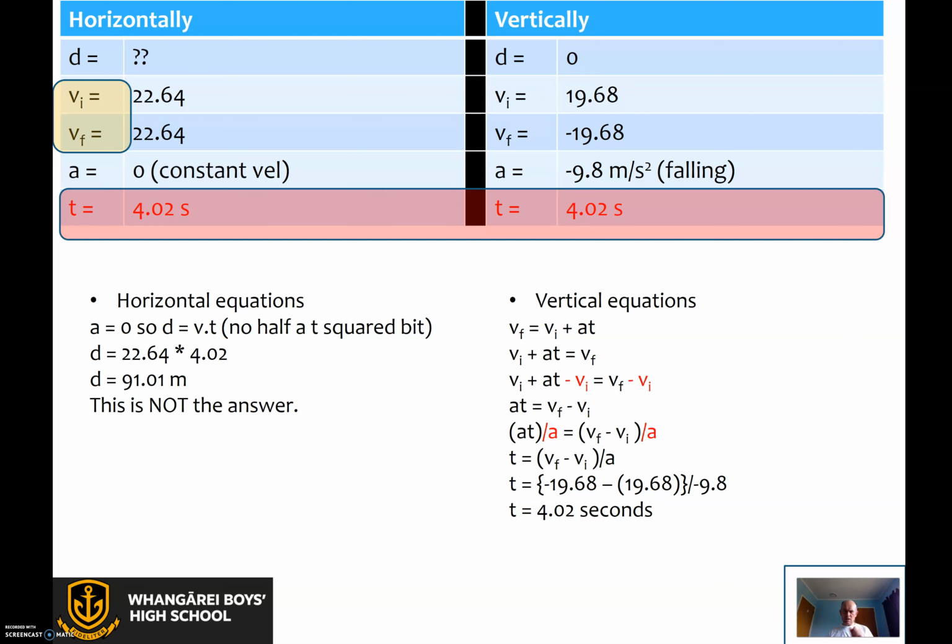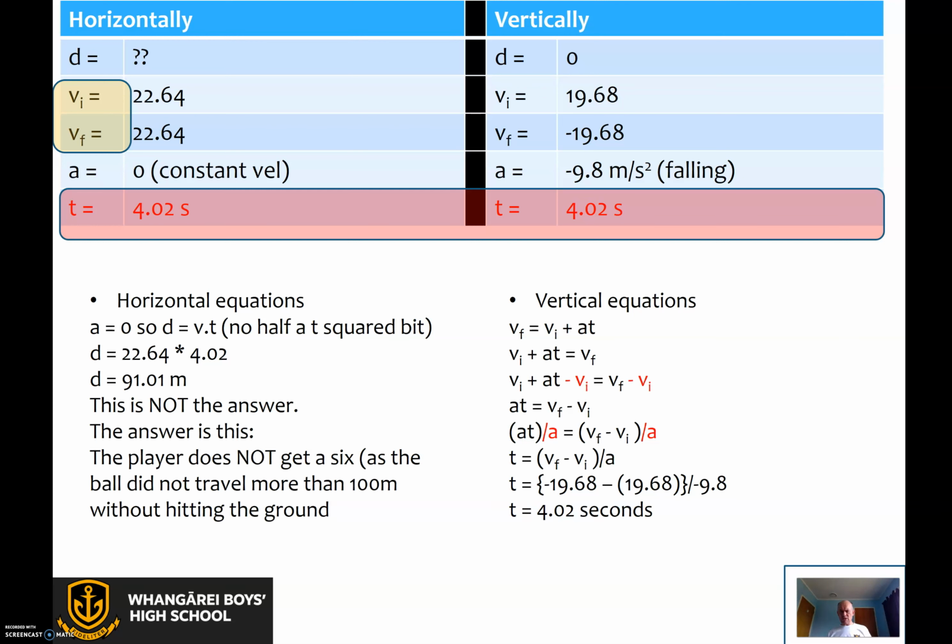Often in an exam, students will finish there, and that is worth a merit. The excellence part includes answering the question, reading the question carefully. The question says, does the cricket player get a boundary, get a 6, by going more than 100 meters? The answer is this. The player does not get a 6. The ball did not travel more than 100 meters without hitting the ground.